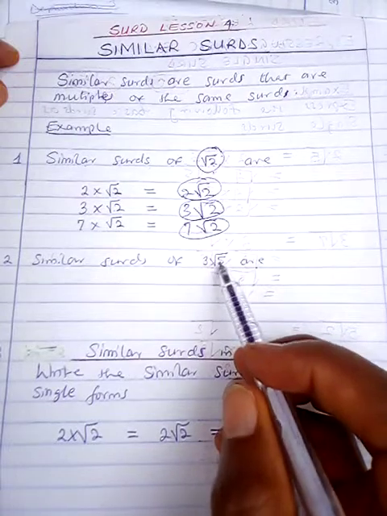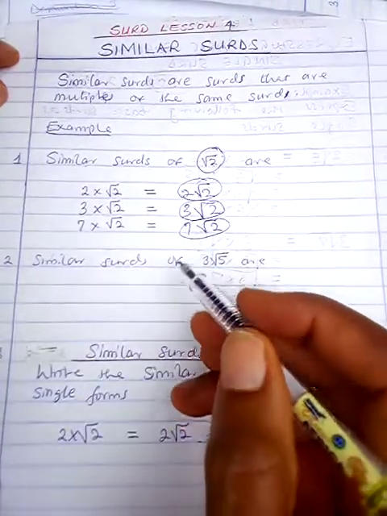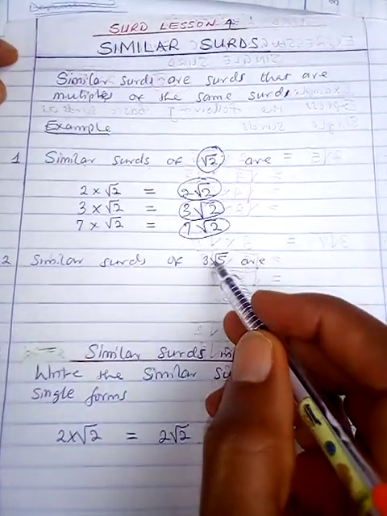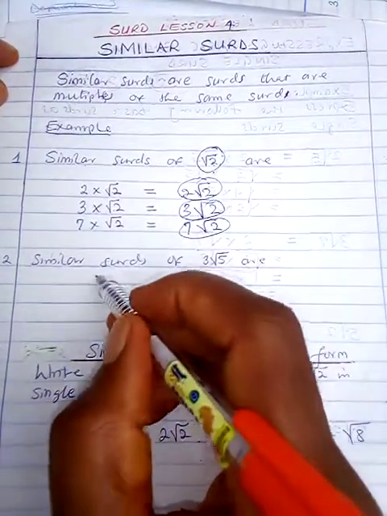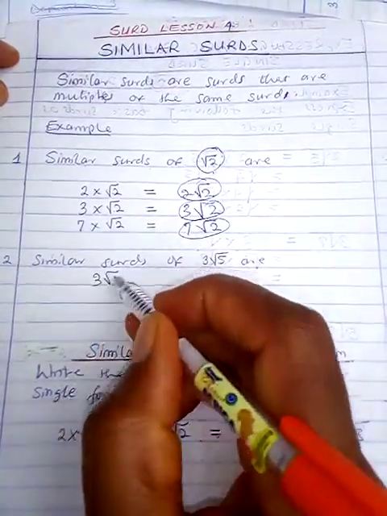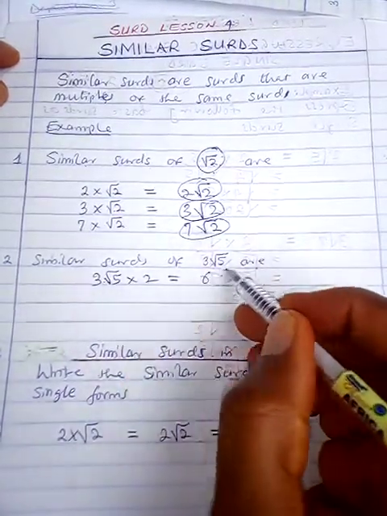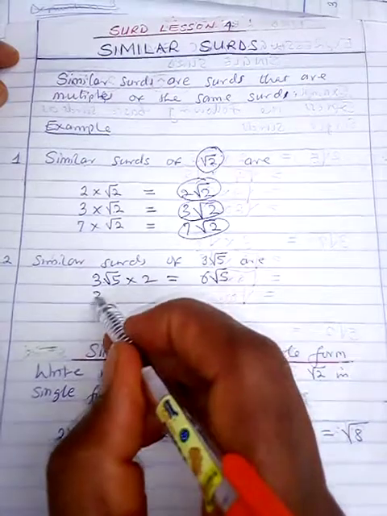Now, number 2 says, similar sword of this. How do we find the similar sword of this? All we do is to find the similar sword of a particular sword. All you do is multiply that sword by another number. So this is going to give us 3 sword 5 times 2. It's going to give us what? 2 times 3 is 6. That's 6 sword 5.